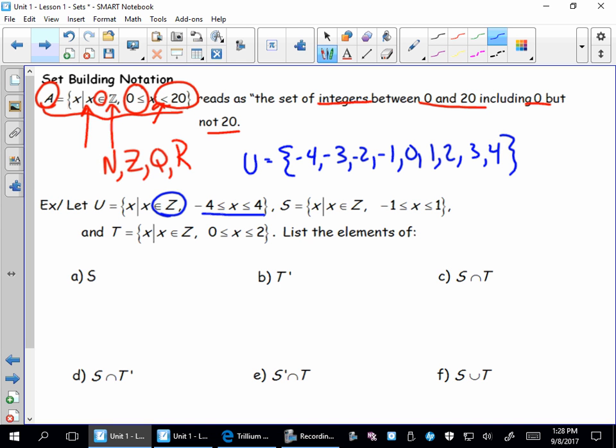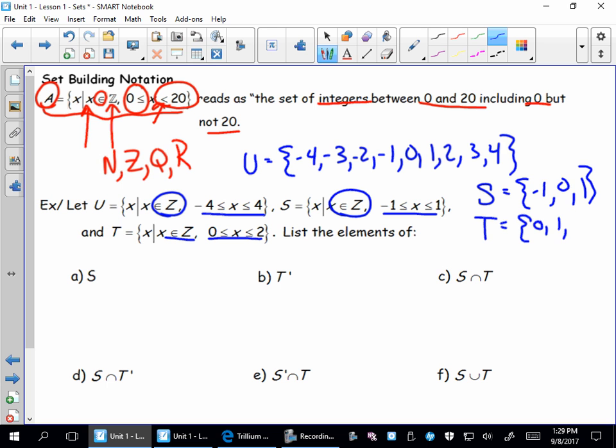From that universal set, I've taken S. S is also made of integers, but it's only from -1 to 1. So S is -1, 0, and 1. And then we have a second set, T, again made of integers from 0 to 2. I'll write that one over here. 0, 1, and 2. Okay, there's our information in our question. We started with U, the big set. We took some subsets out of there, S and T.